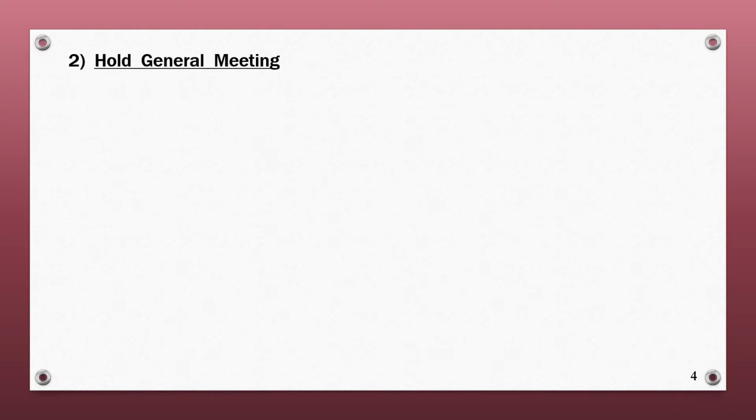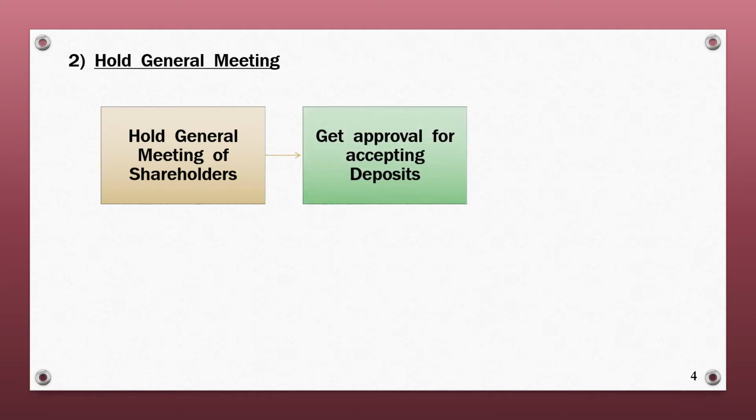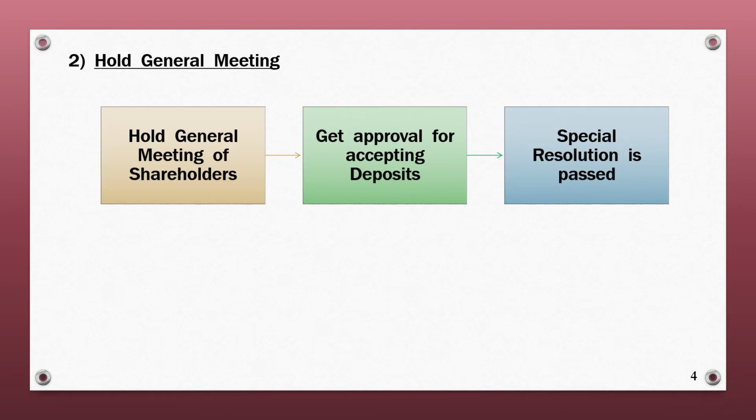After the board meeting, next is the conduct of the general meeting of shareholders as per the date and time decided in the board meeting. As discussed in the first point, this general meeting is conducted basically to get approval of shareholders for accepting deposits. For getting such approval, a special resolution is required to be passed, that is, at least 75% of majority must be in favor of accepting deposits from the public.